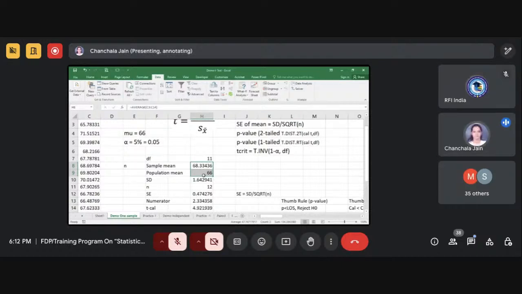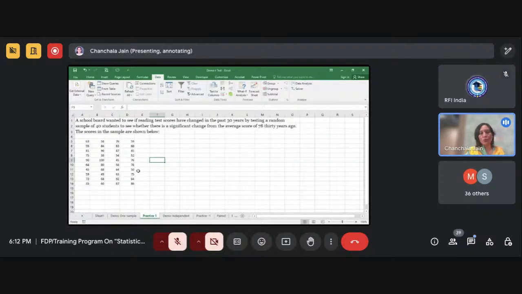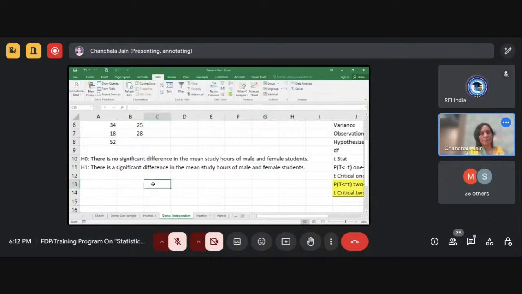Fine. Now, this was the one sample t-test. Now further we are talking about the next category of the t-test, which is independent samples. So the next practice sheet is for you all. You can use this practice sheet for your independent sample t-test practice. You need to open it now. The sheet name is demo independent. Done.